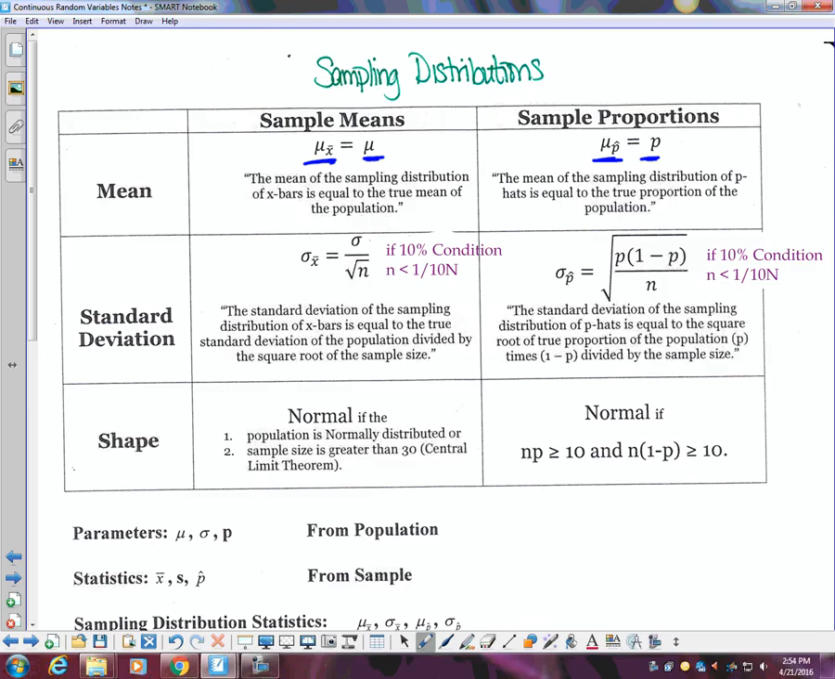Your standard deviation. This is where you were introduced to the 10% condition. When do you need the 10% condition? Right. When you don't replace. If I replace, then isn't every time I draw, or whatever it is that I'm drawing, all independent? Because I'm putting it back. But if you don't replace, you've got to have the 10% condition.